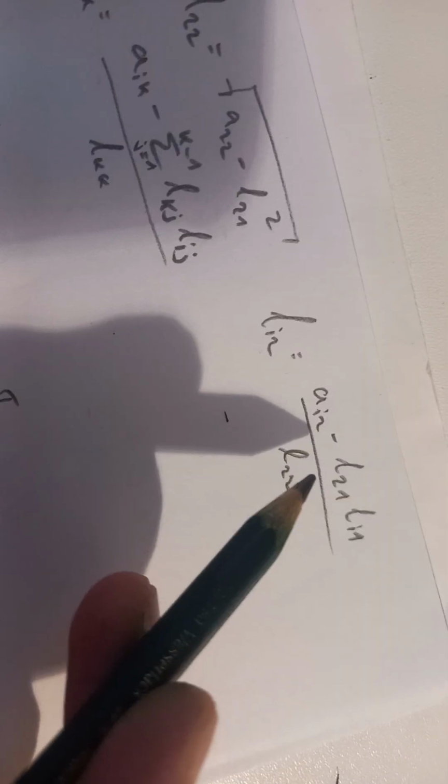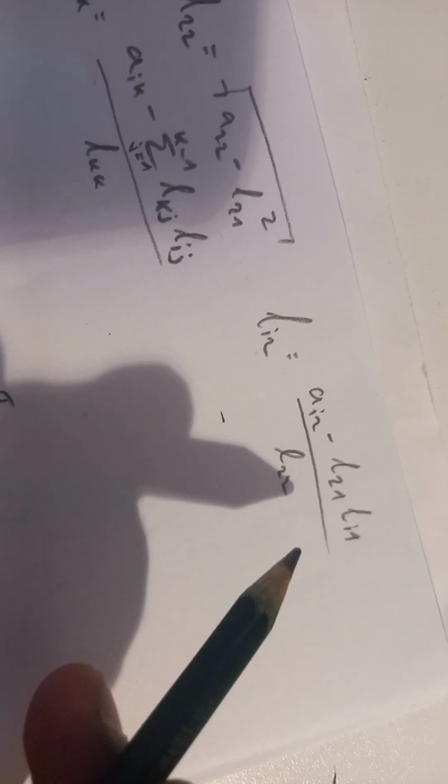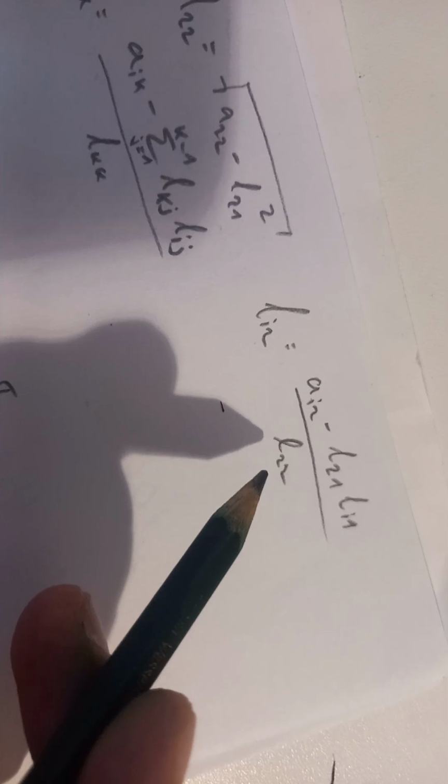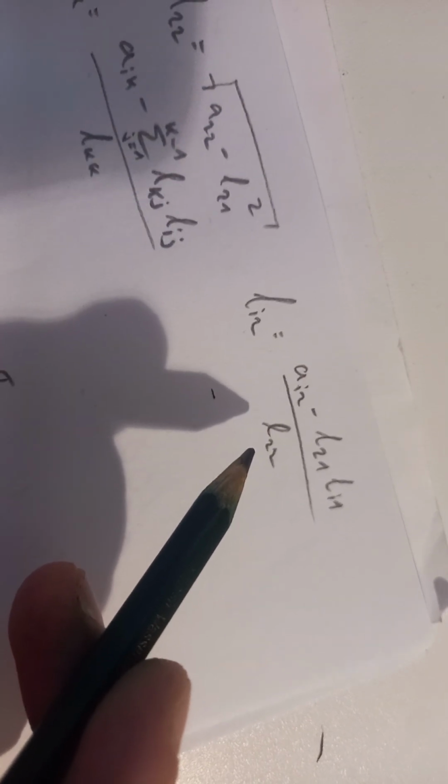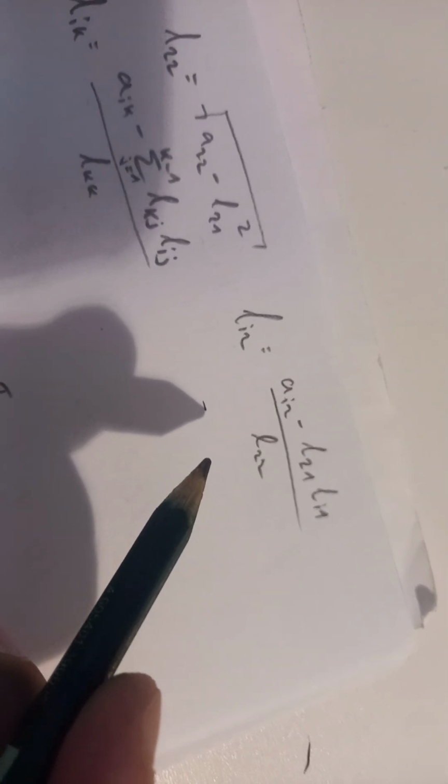And so now we have a much more disgusting formula, right? We have Li2 is Ai2 minus L21 times Li1, divided by L22. So what this means is, yes, it's the real formula.